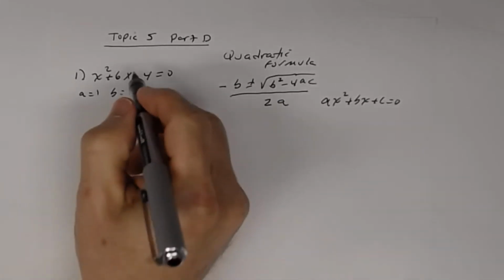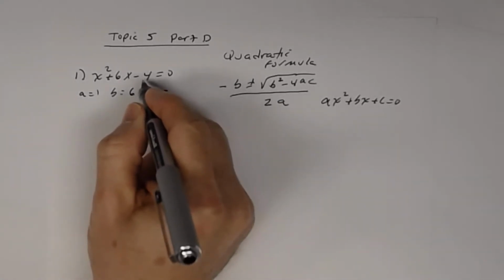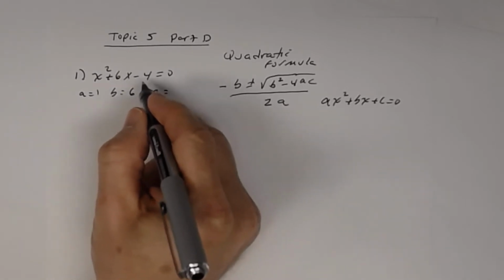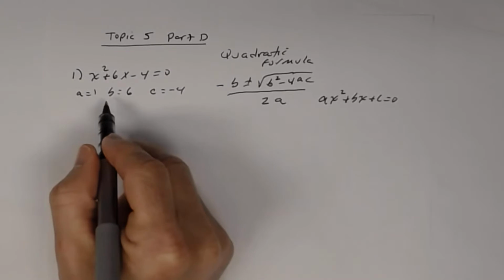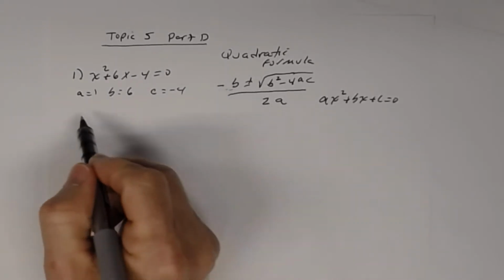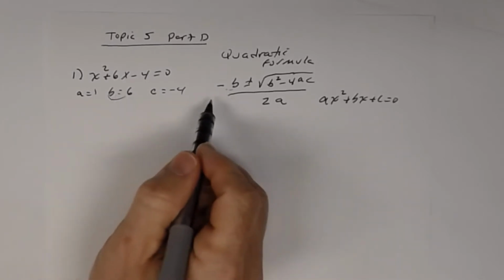All right, so b is 6, and then c is your constant, which is -4. So make sure you're keeping the signs correct. And then you're just going to take these and plug them back into the formula. So this says the opposite of b. The opposite of b is -6.